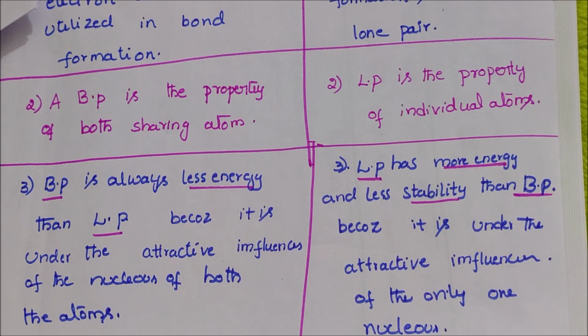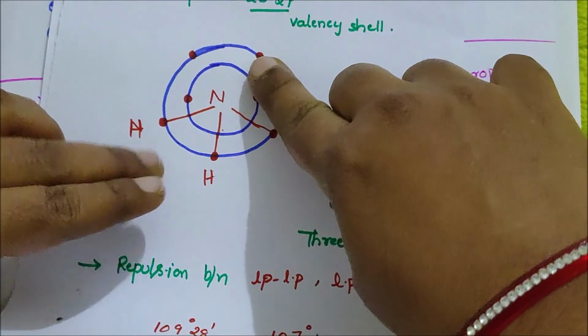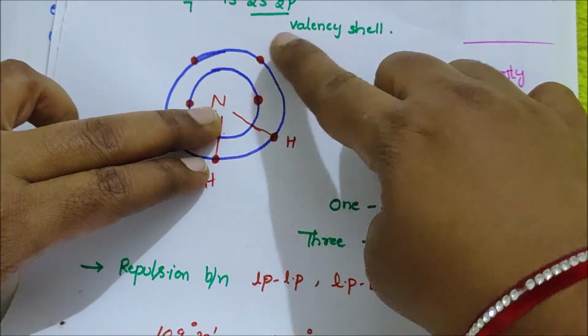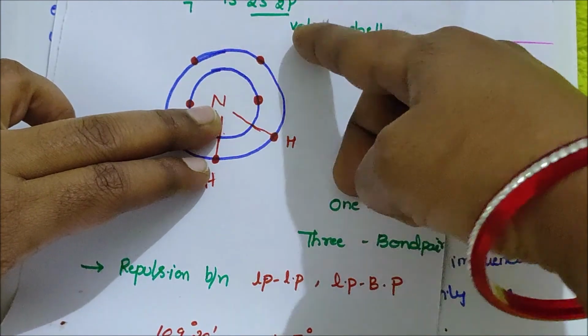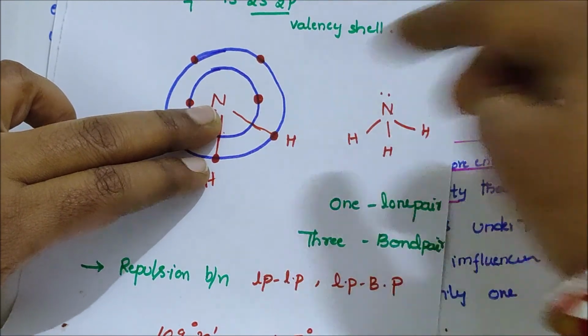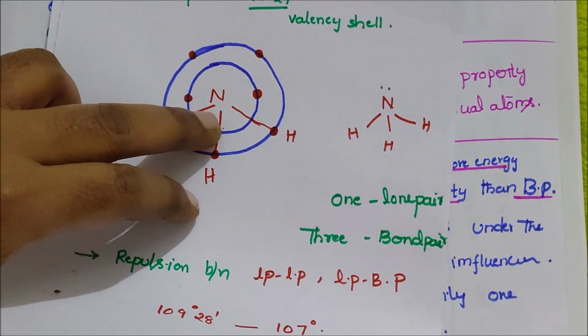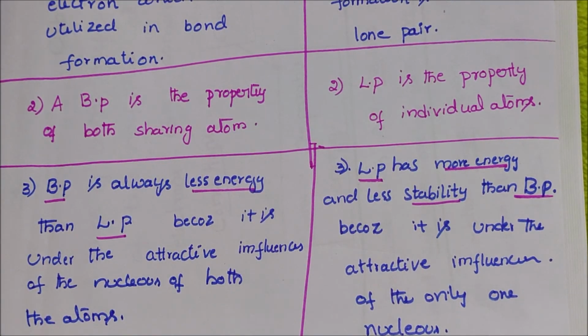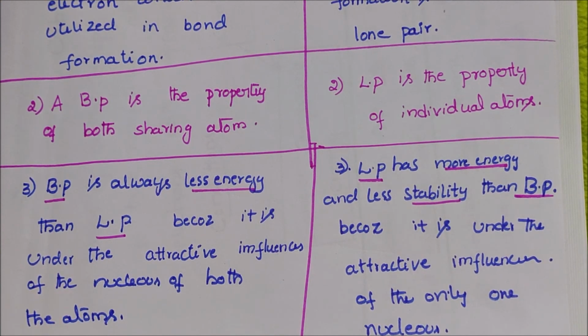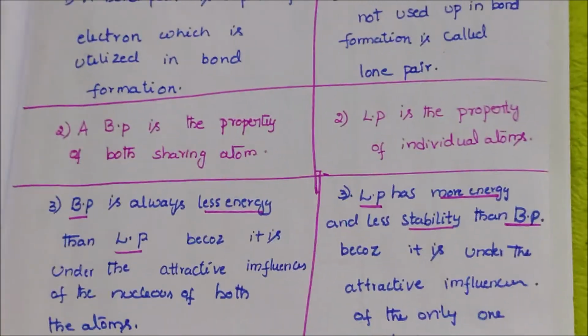The lone pair has more energy and less stability, because the lone pair of electrons is influenced by only one nucleus. That means these electrons keep coming towards the nucleus and going away from it, under the force of attraction between the nucleus and the electrons. So a lone pair has more energy and less stability than bond pairs. These are the differences between bond pairs and lone pairs.